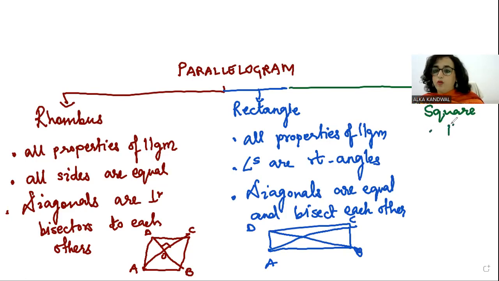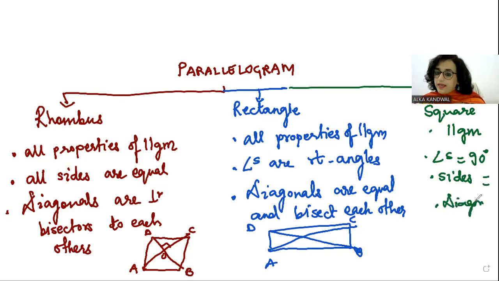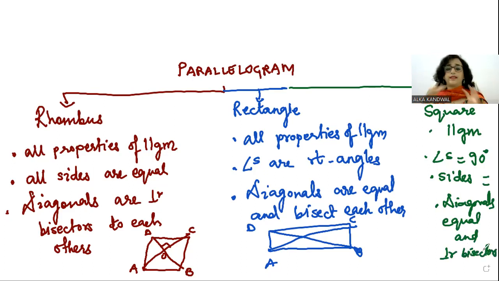Obviously all the properties of a parallelogram will hold. All angles are 90 degrees, all the sides are also equal. And when we talk about the diagonals, what are the diagonals? Equal as well as perpendicular bisectors. So in case of the square, the diagonals are equal as well as perpendicular bisectors to each other.